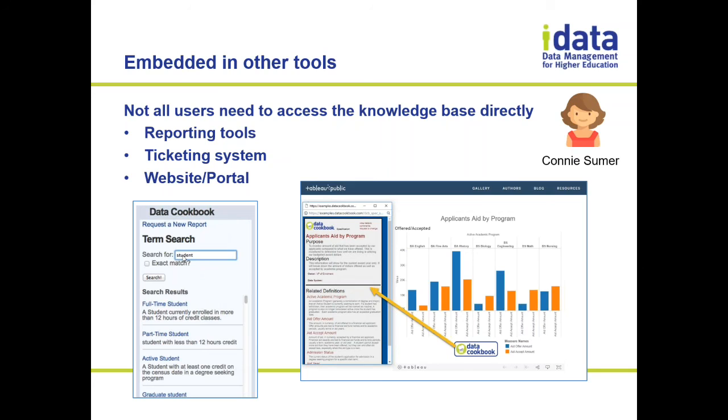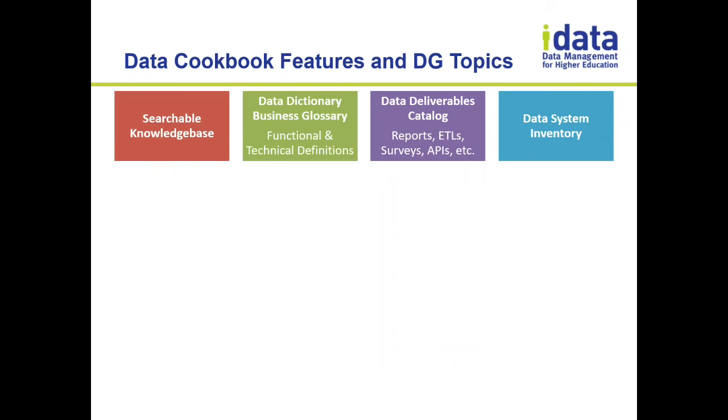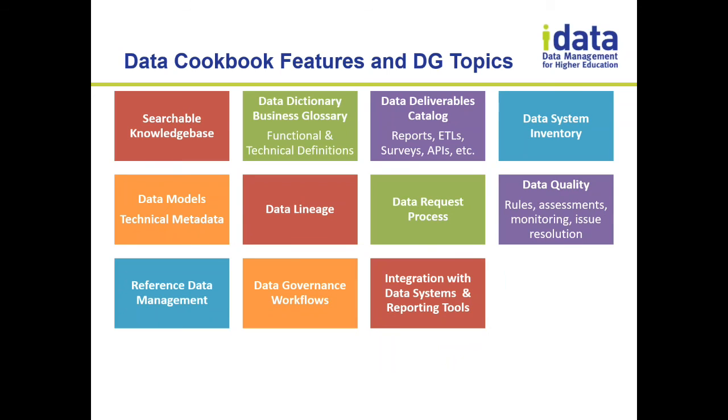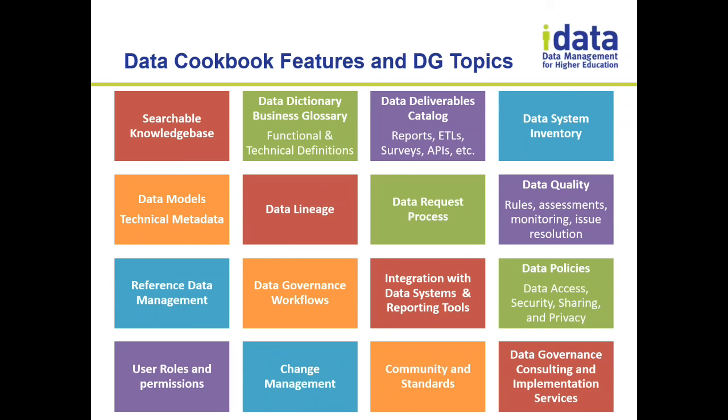Or as I mentioned, it can be embedded in your portal, and that feature is supported by the product, so people can search for definitions or data deliverables in other tools by using the APIs. And so all of the content that we talked about is supported within the cookbook. We also have things like this, it's very searchable. We do have integrations with your data systems, user roles and permissions. We have the change management process, so if something changes, it gives you an impact analysis. We have a Data Cookbook community, and then we also offer services.